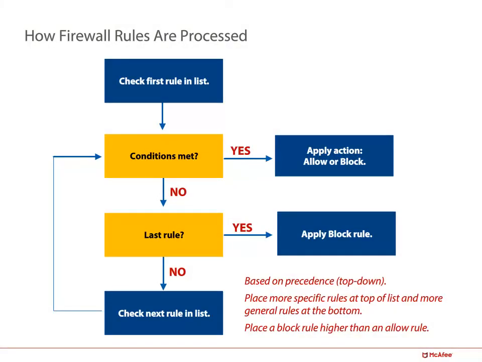This figure illustrates how rules work. Rules are processed from top down until there's a match. After there's a match, the rule criteria is applied. If there isn't a match, then it will continue to go through the rules until it finds a match. If there's not a match, then it will automatically apply a block rule. Ideally, you should place your more specific rules at the top and more general rules at the bottom of your rules policy.